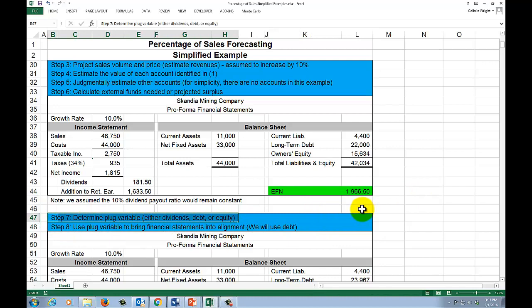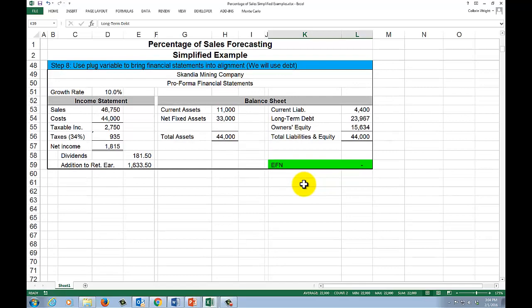Okay, that moves us to the next step, which is to determine a plug variable. You can either use dividends or you can use debt. Those are the two most common plug variables that are used. Dividends in this case won't really get the job done. We need $1,966.50. The best we could do with dividends is not pay any at all, and that only gets us an extra $181.50. We're going to go ahead and use long-term debt as our plug variable.